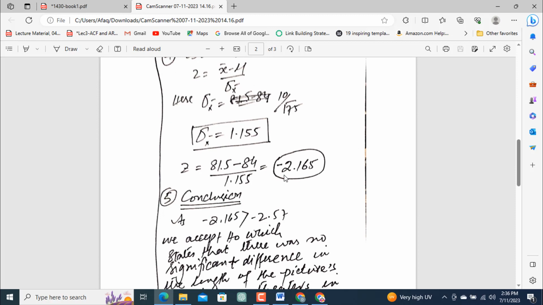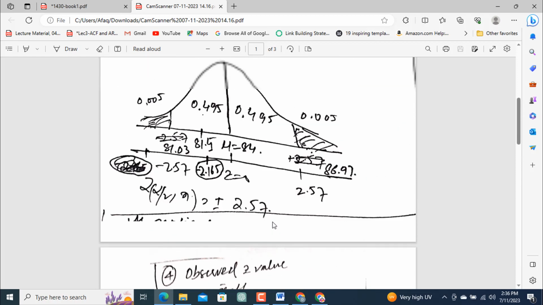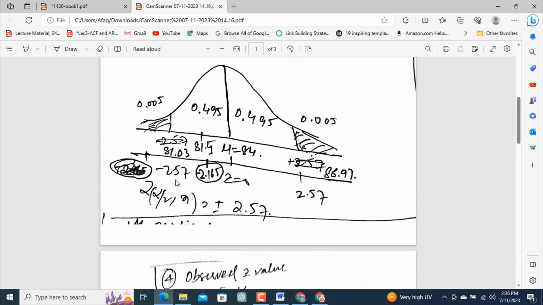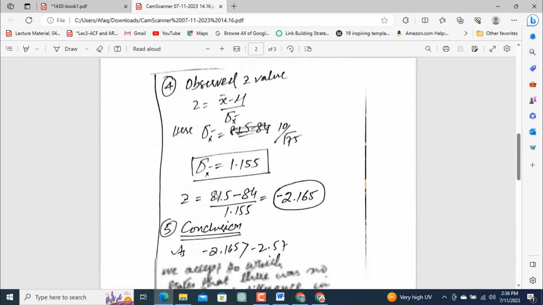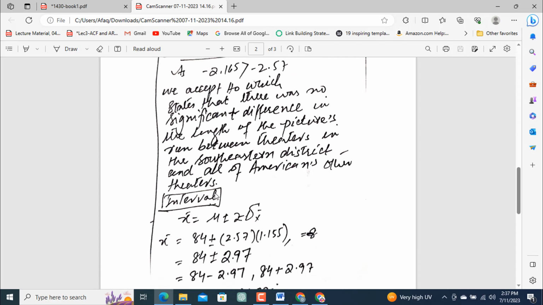Now come to the conclusion. As we see, minus 2.165 is greater than minus 2.57. Let's move to the diagram again. Look at this, minus 2.57 here, and our value is minus 2.165 here. It lies within the acceptance region. So we are not going to reject H naught. We accept H naught, which states that there was no significant difference in the length of the picture's run between the theaters in the southeastern district and all of the other American theaters.